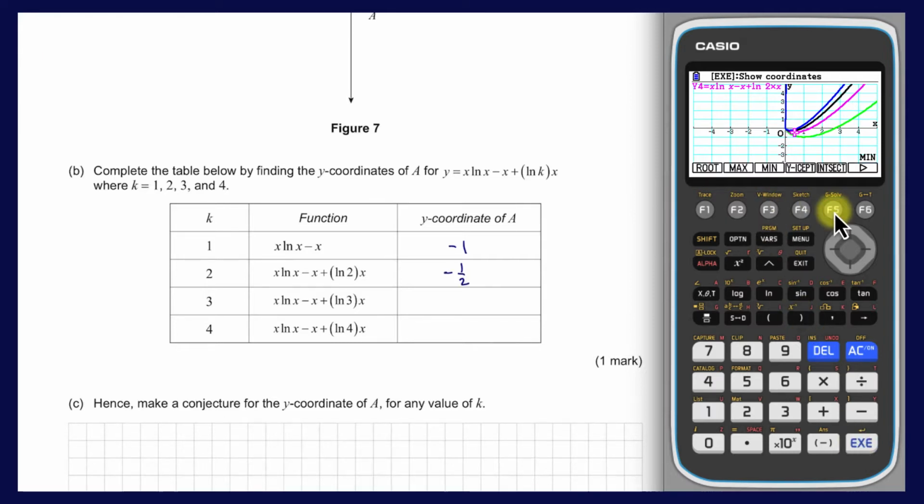Now G-Solve and minimum again. Once again, arrow down till you've got the right function drawn. That's this one with the ln 3x in it. Pop that in. That looks like minus a third, and I think you can probably guess what's going to come for the next one, but we'll do it anyway just to be sure. Arrow all the way down to the ln 4 term, and lo and behold, the y-coordinate is minus a quarter. So there's a conjecture being made there. Obviously, it looks like y equals minus 1 on k. Hopefully you can see that from the table above.